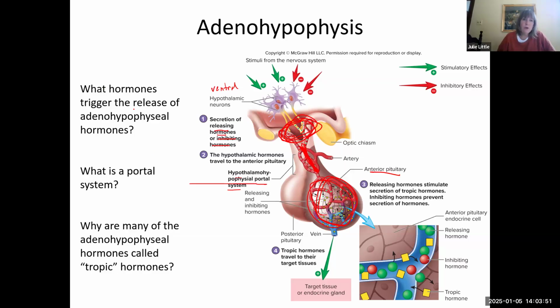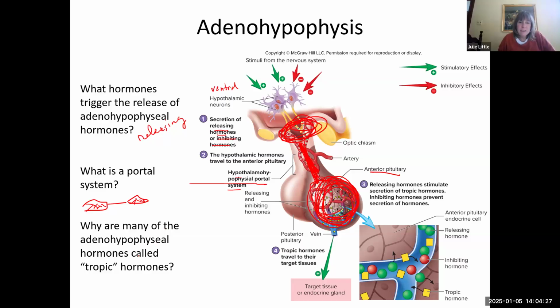What hormones trigger the release of the adenohypophyseal hormones? Releasing hormones from the hypothalamus. What is a portal system? A portal system is a system designed to get blood from one organ directly to another, bypassing all the normal blood flow. It's composed usually of a capillary bed, a portal vein, and another capillary bed. So here's our first capillary bed, our portal vein, our second capillary bed.